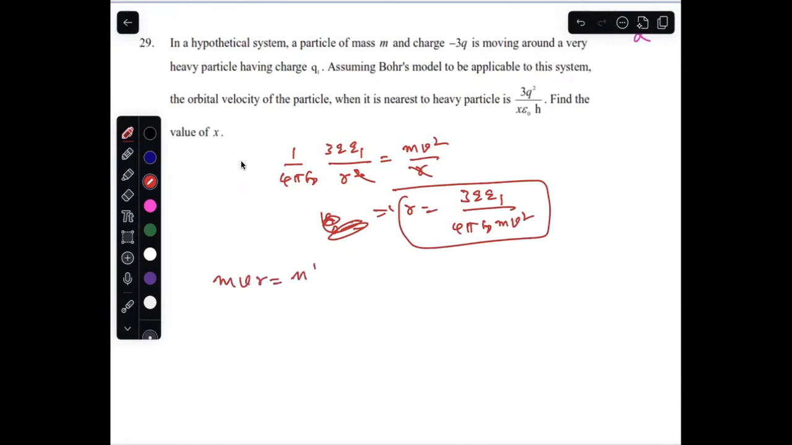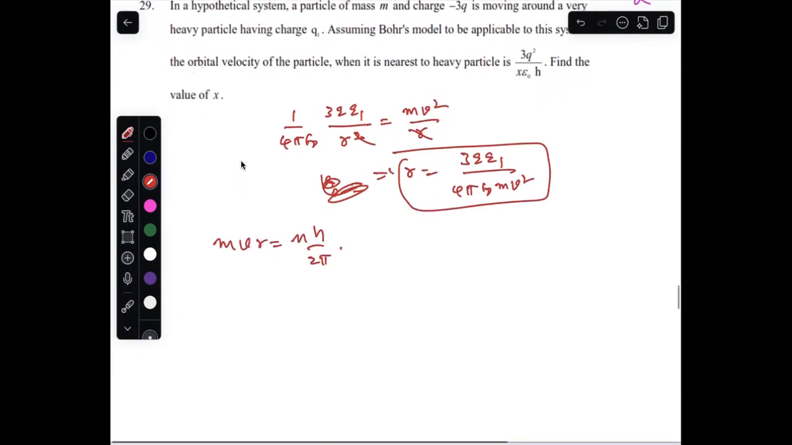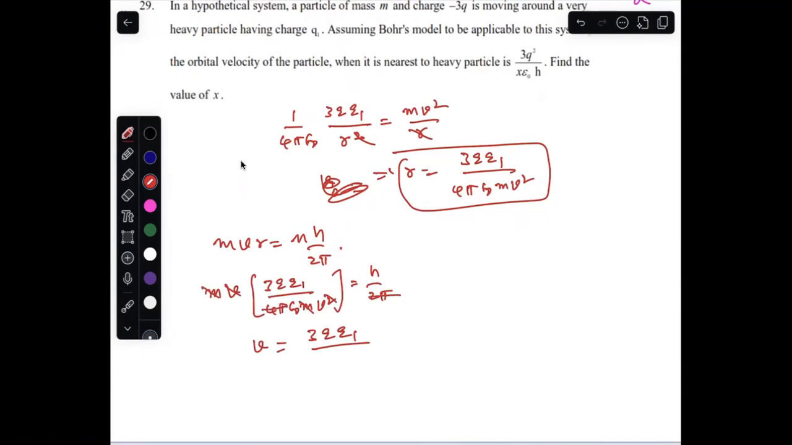M v r is equal to nh by 2 pi, that is another part. So v is the orbital velocity actually. M v r can be written as 3q q1 by 4 pi epsilon naught m v square is h by 2 pi, because nearest means n is equal to 1. Therefore, v is 3q q1, this will be 2 times, 2 epsilon naught h. Please confirm whether my observation is correct or not.